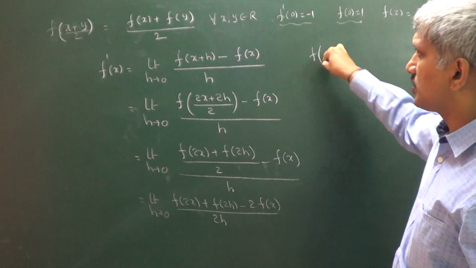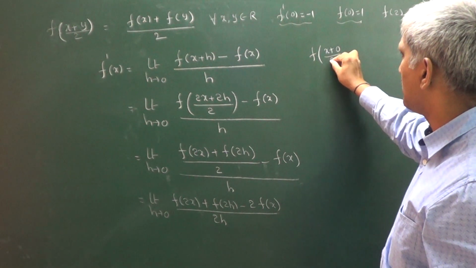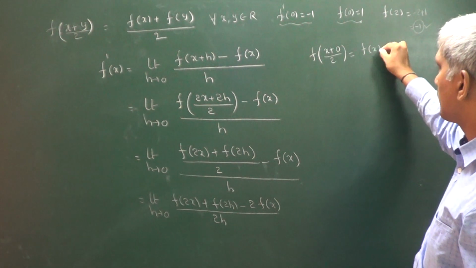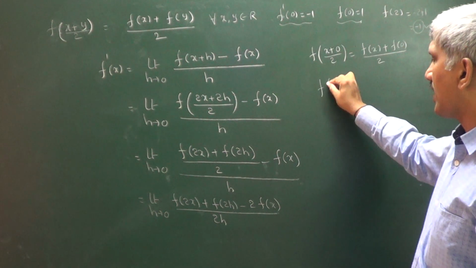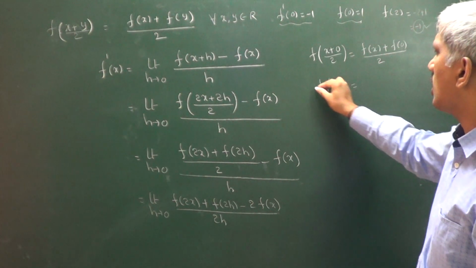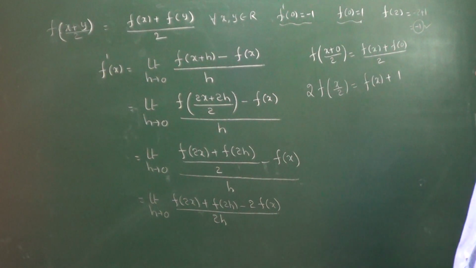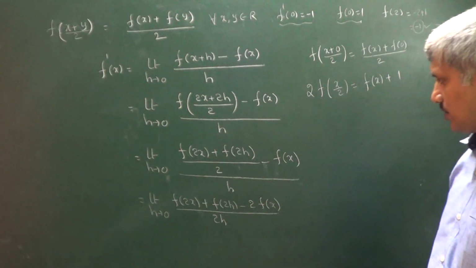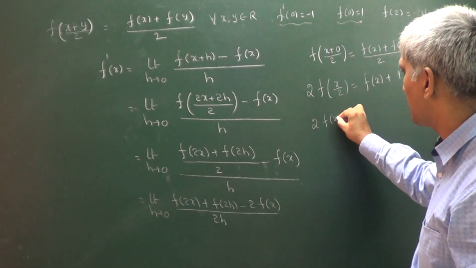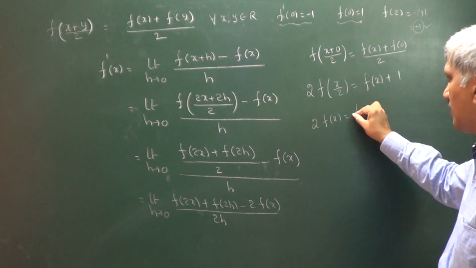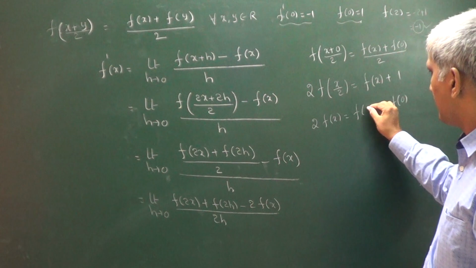So here we got the information, f of y, if you substitute y equal to 0: f of x plus 0 divided by 2 is equal to f of x plus f of 0 divided by 2 or not? Yes. We can write this as f of x by 2 is equal to, or 2 times f of x by 2 is equal to f of x plus 1. Here 2x and here x is there. Now what I am doing is x is replaced with 2x. Then 2 times f of x is equal to f of 2x plus f of 0, f of 0 as 1 only.